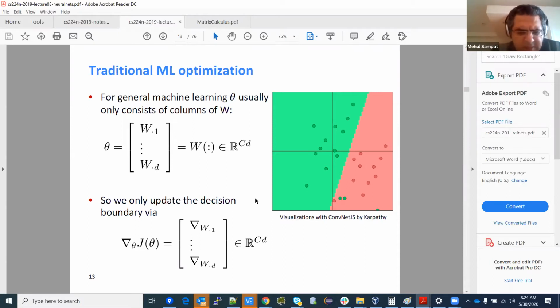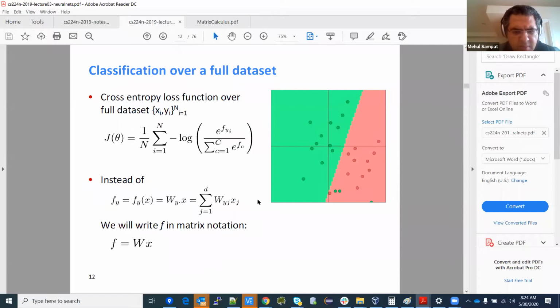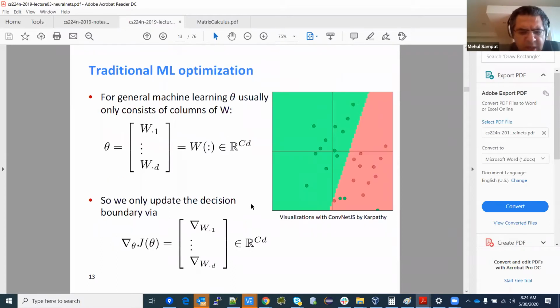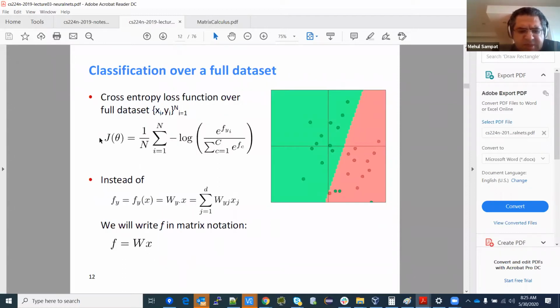Right. So now he's writing this in matrix notation, and now basically, if you want to update this decision boundary as you go along the steps, you can update the decision boundaries using the derivative of this average cross entropy, which is shown here.